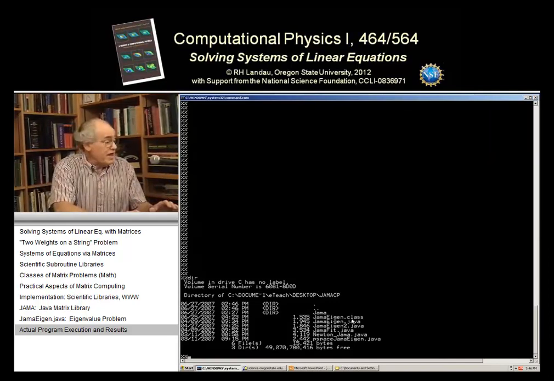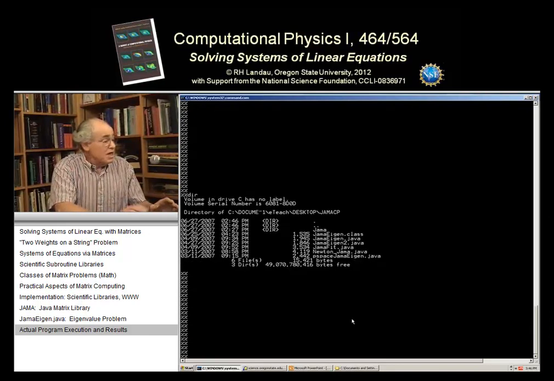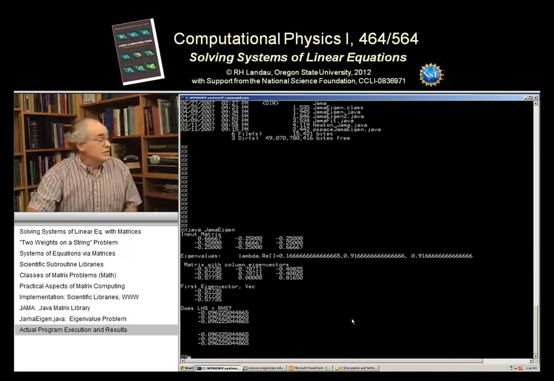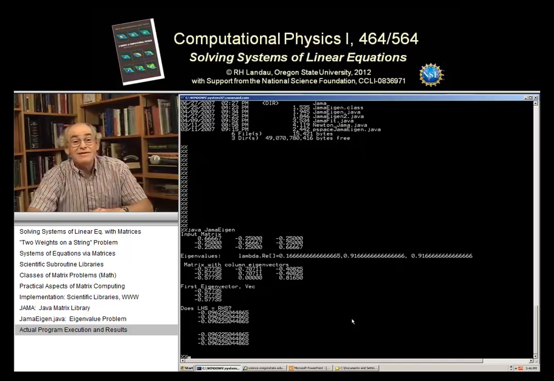Now we can run that class. So if we just give the Java command, java JAMA eigen, okay, that'll run. Aha, you see, you never trust anyone who talks about programs unless they're willing to run the program live in front of you. If it's just PowerPoint, you don't even trust the output. So this is the real thing.